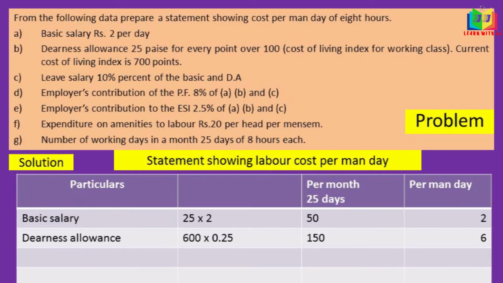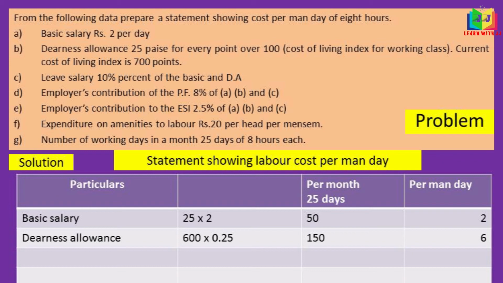And next one, dearness allowance is 25 paise for every point over 100. That is from 100 to 700 points, that is 600 points. The dearness allowance is 25 paise. So 600 into 0.25, and this is for month, 150 rupees. And we need to know for per day. So 150 divided by 25, that is the number of days in a month. So we'll get 6 here.